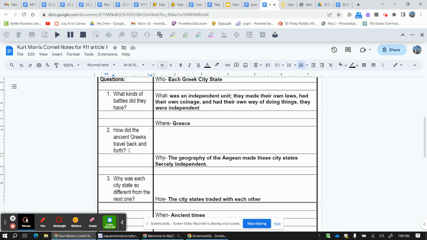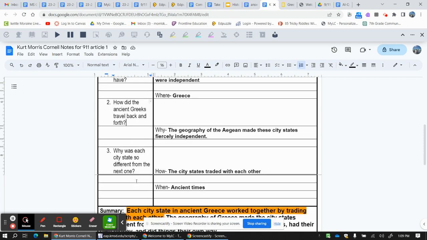Another thing I came up with was, how did the ancient Greeks travel back and forth? If they traded with each other, what did that look like? Was a guy walking across mountains and hills carrying bags of stuff? Were they in boats? Were they both? I don't know. It's a question I have from that article. It didn't answer it. And finally, why was each city-state so different from the next one?